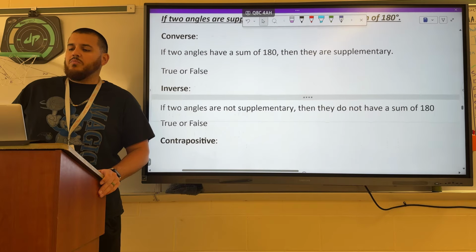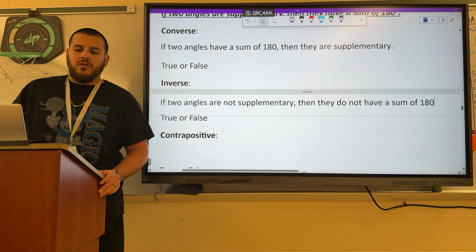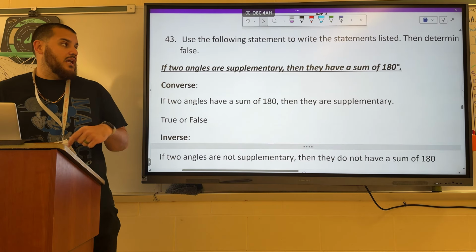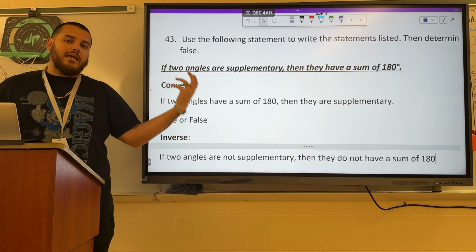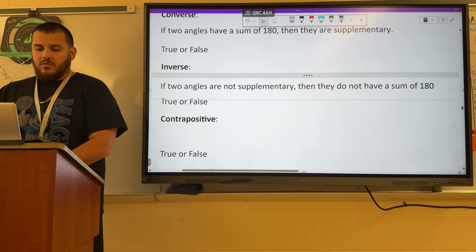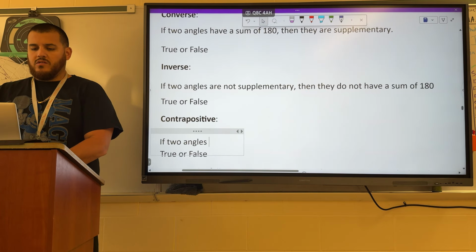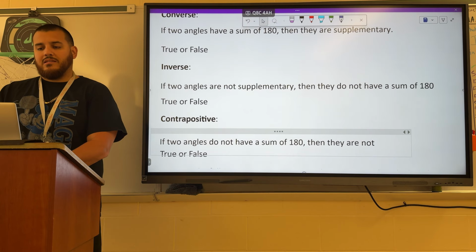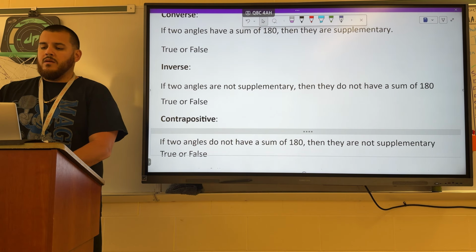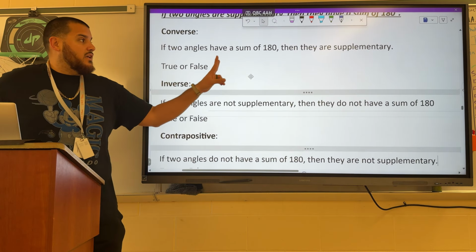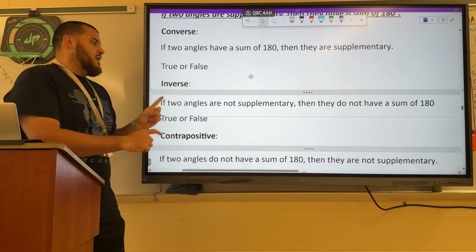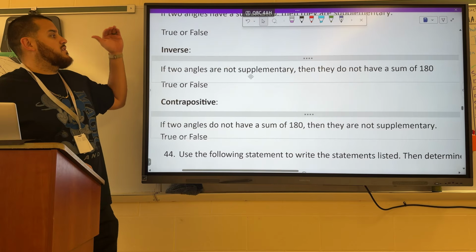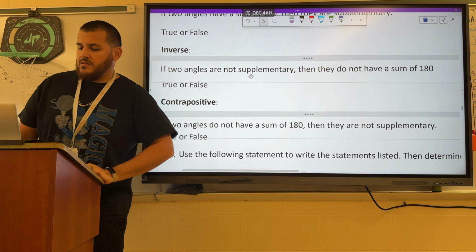Our contrapositive combines both the converse and the inverse. So we're going to flip the hypothesis and conclusion, and we're going to negate it. So we're going to bring that sum of 180 up front and say the opposite of it. So that would look like this. It would be if two angles do not have a sum of 180 degrees, then they are not supplementary to each other, right? Again, converse is switching the hypothesis and conclusion. Inverse is negating the hypothesis and conclusion. Contrapositive is doing both, and for this specific statement, these are all true statements for our conditional.